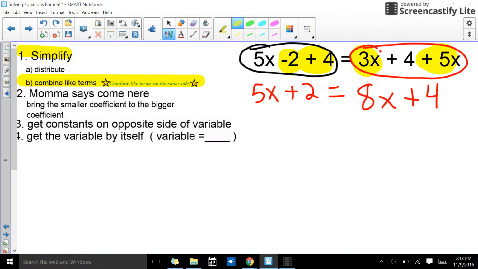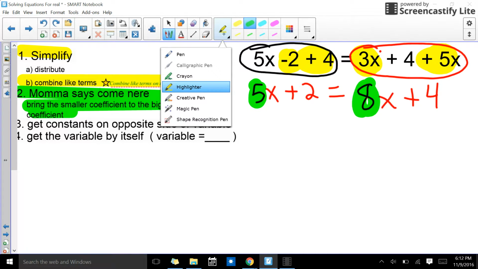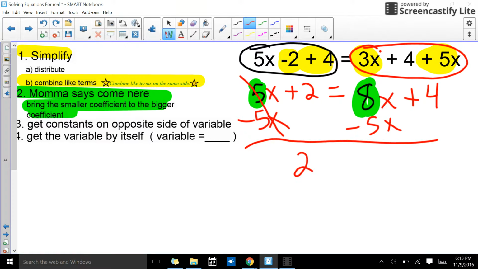Next step is Mama says come here. Here's one coefficient, here's the other. Of those two coefficients, 5x is the smallest, so I'm going to subtract this 5x because it's a positive, and then subtract 5x. Then I'm left with 2 equals 3x plus 4.